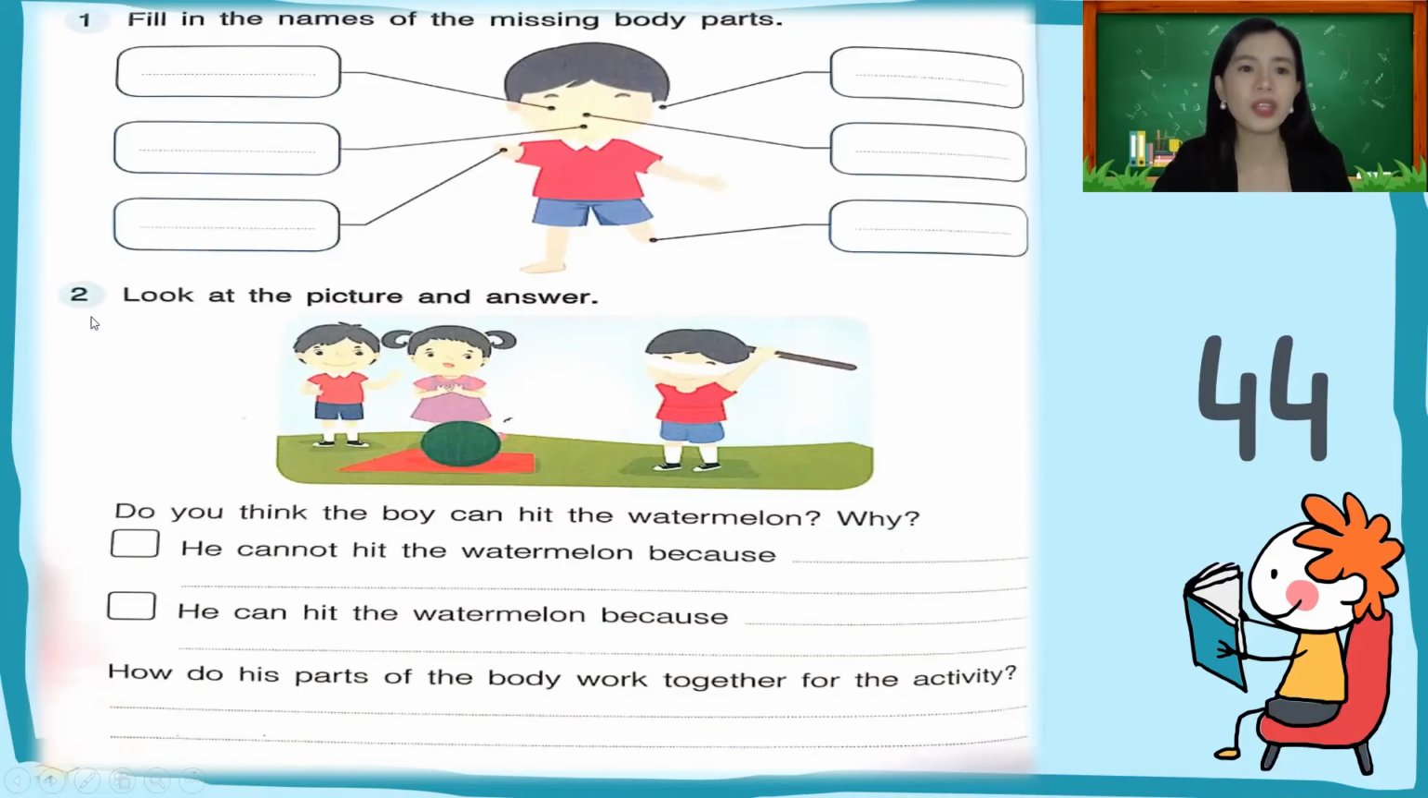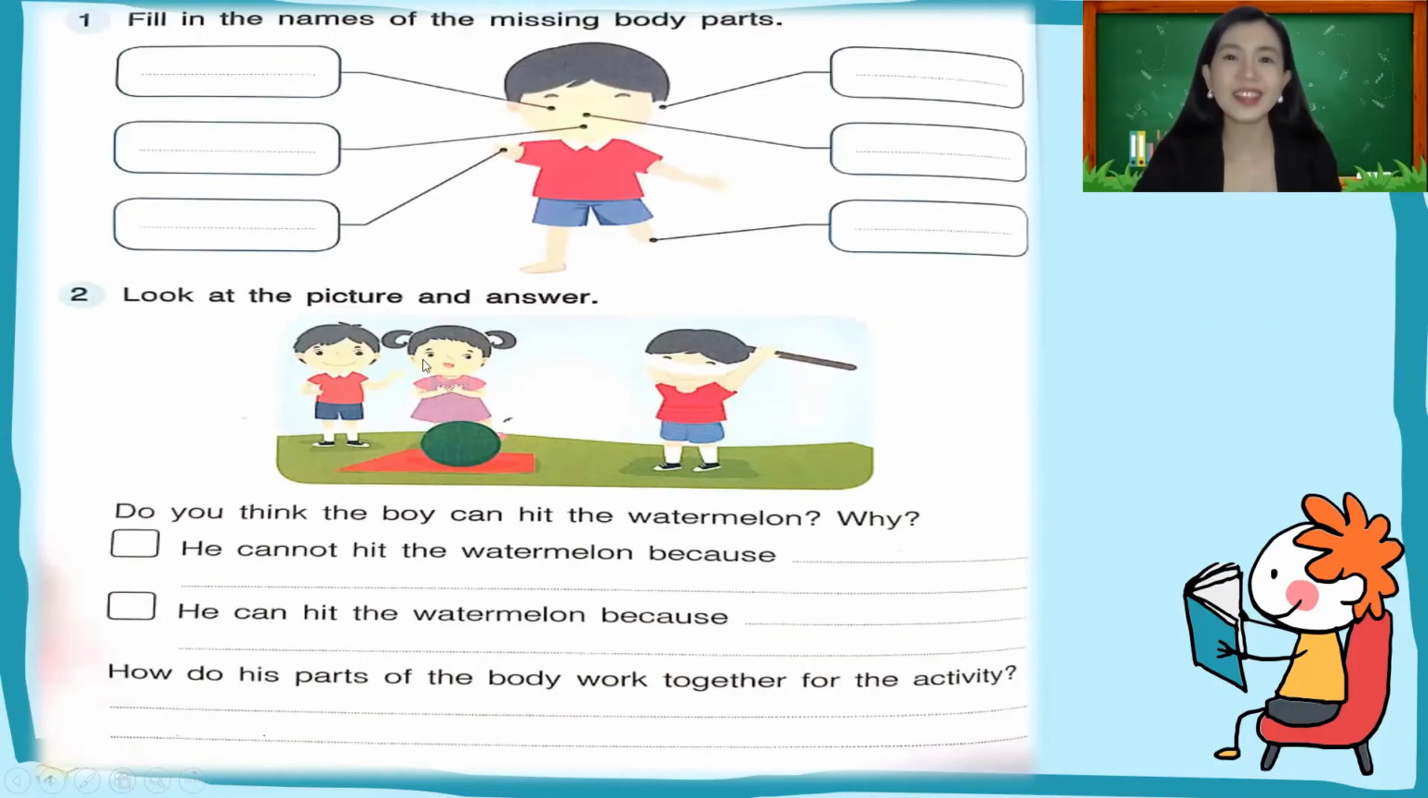And then for number 2, look at the picture and answer. So you are going to base your answers from these pictures of kids. Let's try to read. Do you think the boy can hit the watermelon? Why? So you choose between these two boxes again. So let's try to answer this one all together, okay?